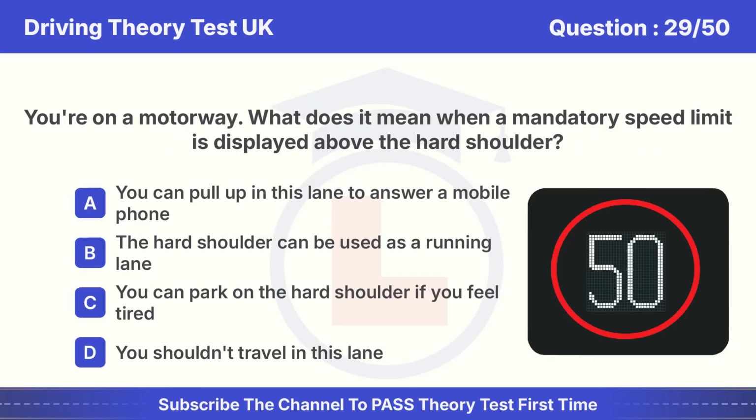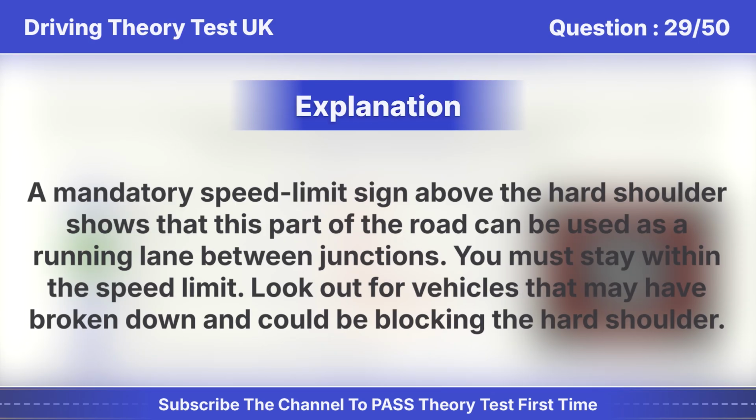Question 29. You're on a motorway. What does it mean when a mandatory speed limit is displayed above the hard shoulder? Answer is B. The hard shoulder can be used as a running lane. A mandatory speed limit sign above the hard shoulder shows that this part of the road can be used as a running lane between junctions. You must stay within the speed limit. Look out for vehicles that may have broken down and could be blocking the hard shoulder.